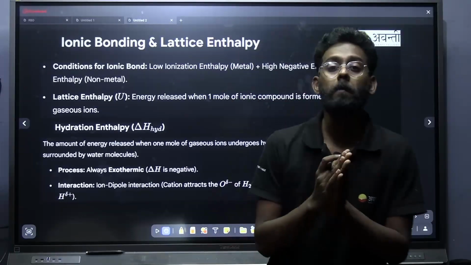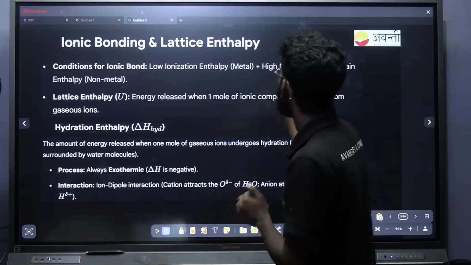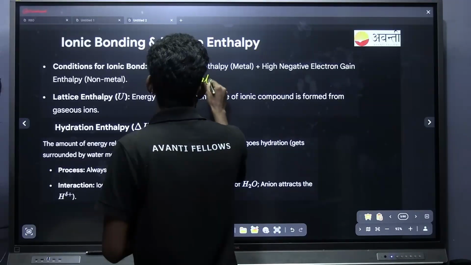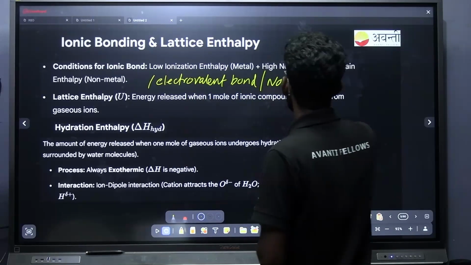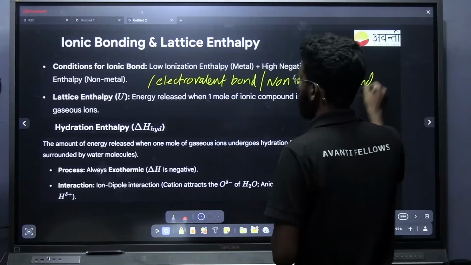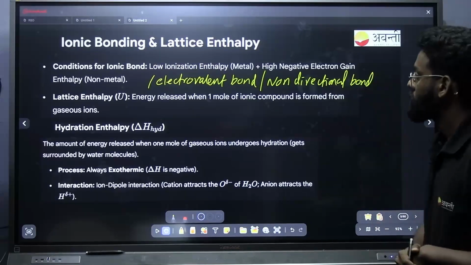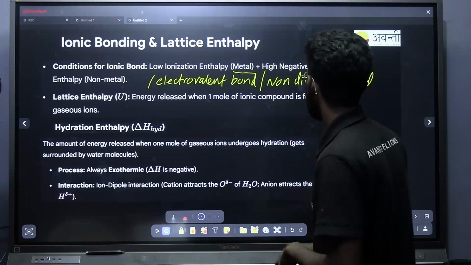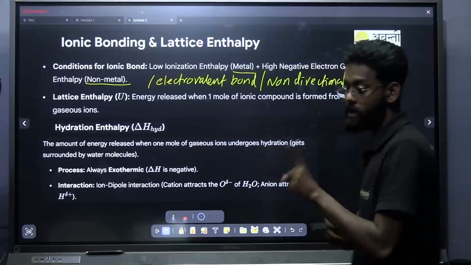An ionic bond is formed by the complete transfer of electrons. An ionic bond is also called an electrovalent bond or a non-directional bond, and it happens between which elements? It happens between metal and non-metal. That is a condition you have to note down.